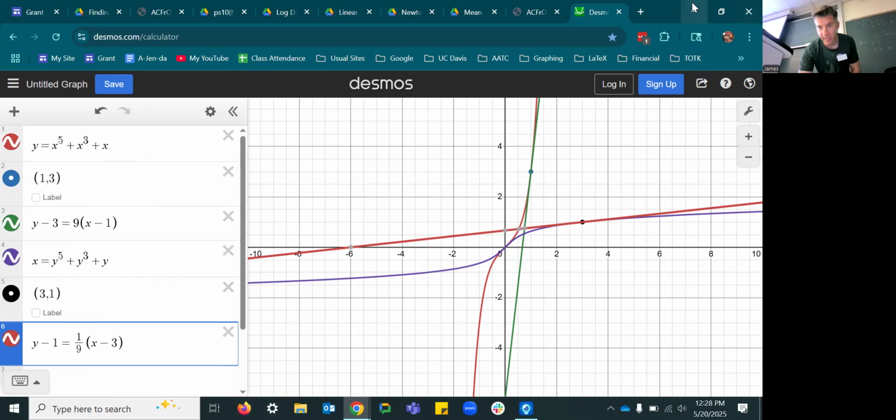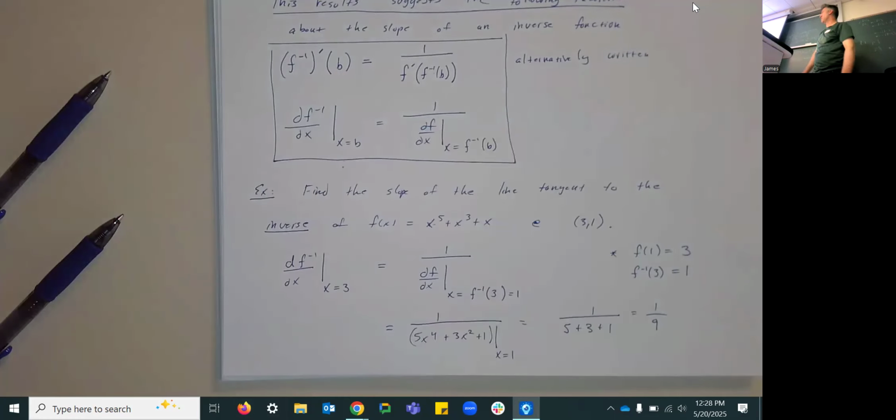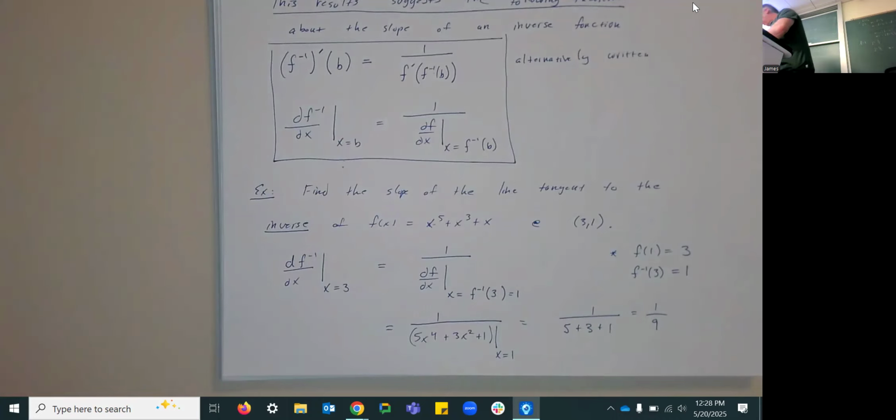I'll be honest, I used to hate this theorem a lot. It really kind of made me, I don't know, just angry because there was something about it I just didn't like, but I've grown to like it over the years.